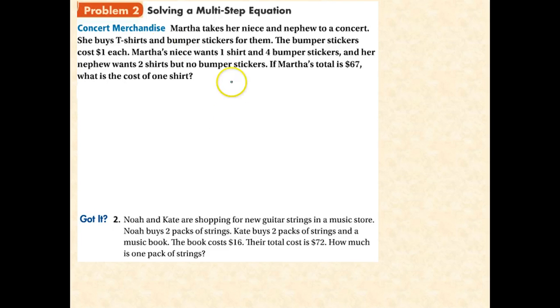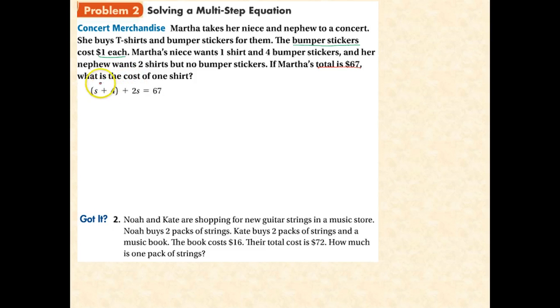Ooh, multi-step equation with words. So Martha takes her niece and nephew to a concert. What a nice aunt. She buys t-shirts and bumper stickers for them. A very nice aunt. The bumper stickers cost $1 each. Martha's niece wants 1 shirt and 4 bumper stickers, and her nephew wants 2 shirts and no bumper stickers. Martha's total is $67. What is the cost of 1 shirt?